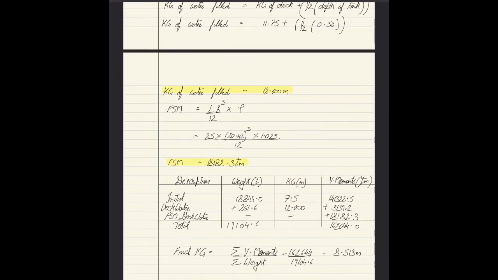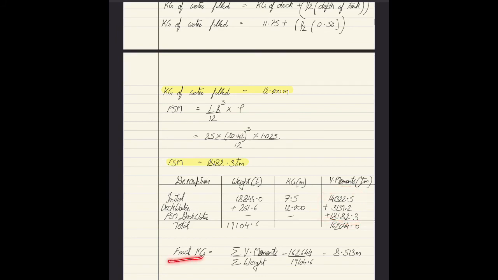Now, since free surface moments have arisen because of the deck water, and free surface moments are supposed to be taken into consideration when we are calculating the final KG of the vessel, it has to be put in the KG table. So free surface moment because of deck water is 18182.3, which has been obtained from this part. So the total weight is 19104.6 tons, which is the sum of all these values, and the total vertical moments is 162,644, which is the sum of all these three values.